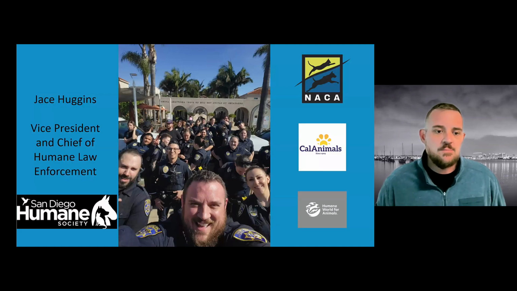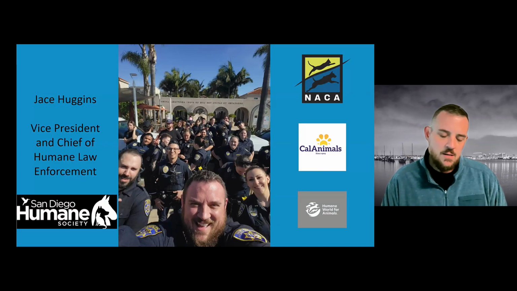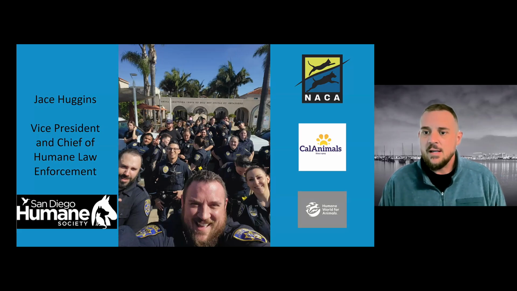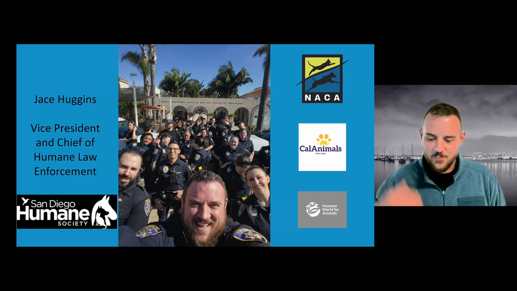And so you know who I am, my name is Jace Huggins. I am the Vice President and Chief of Humane Law Enforcement at San Diego Humane Society here in California. I am also a nationally elected board member for the National Animal Care and Control Association. I'm a training member for the Cal Animals Association, that's our California State Association. And on occasion, in my free time, I teach for Humane World for Animals Law Enforcement Training Center, and work with Maddie's here and there, getting to do a lot of fun training with them. Super excited to be here.